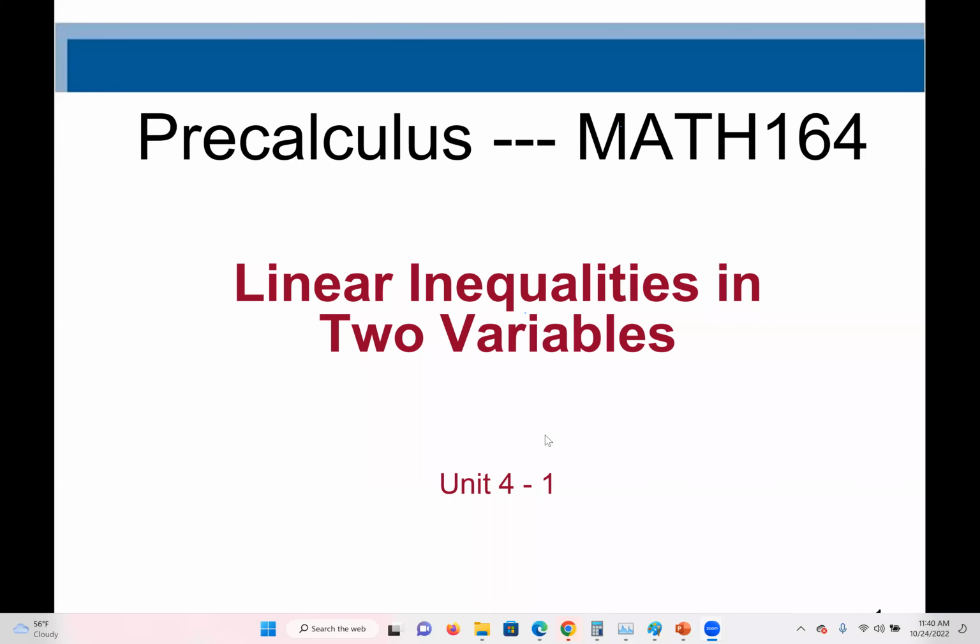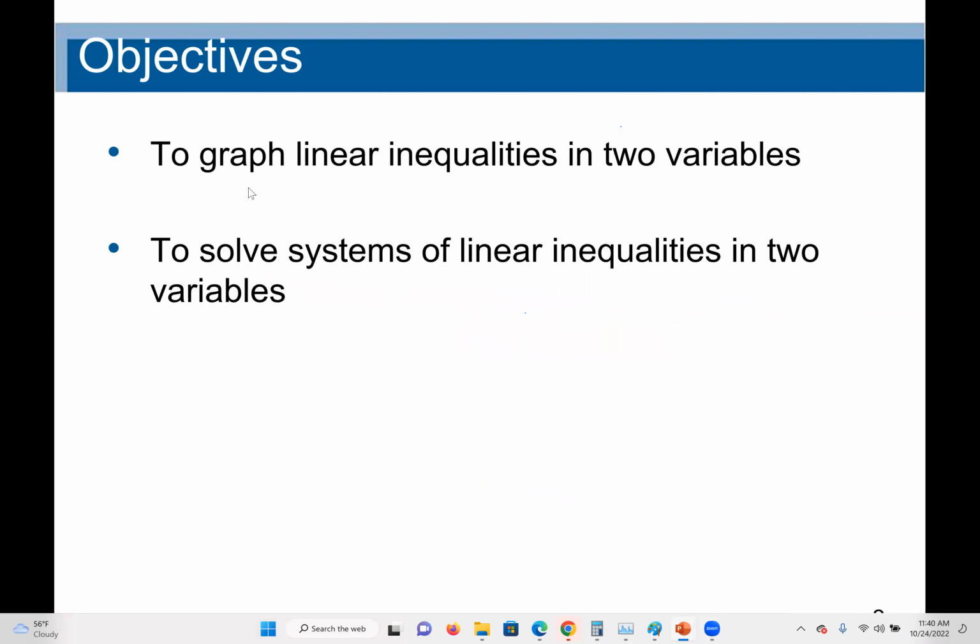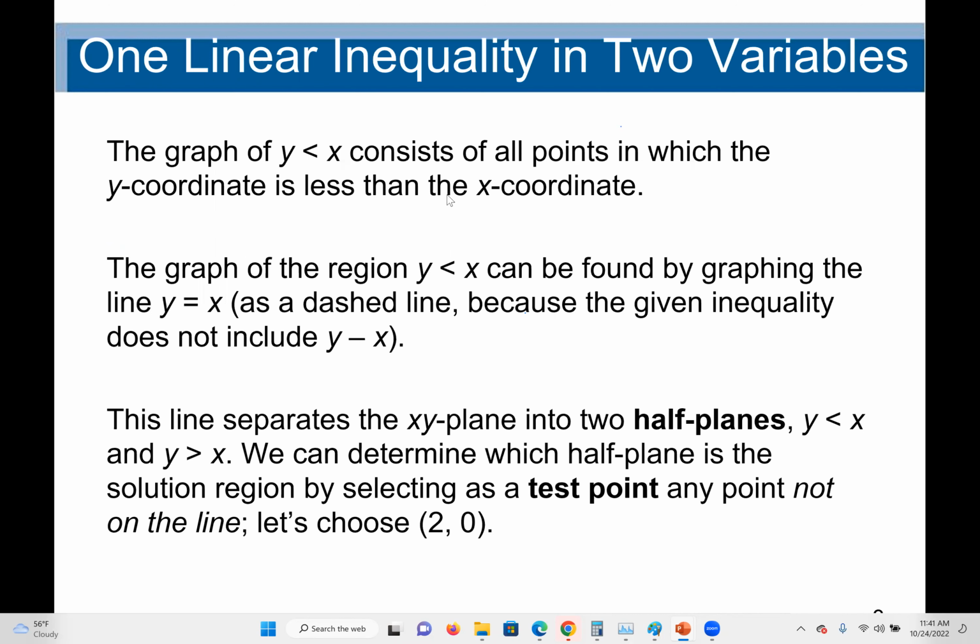Okay, so this is chapter 4, which again we cover the linear inequalities in two variables. In this section, this is a very short section. We're just going to learn how to use the graph to solve linear inequality problems in two variables. So here, to graph a linear inequality in two variables, and also to solve a system of linear inequalities in two variables. We already know how to solve simple equations.